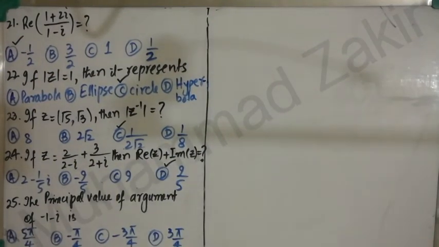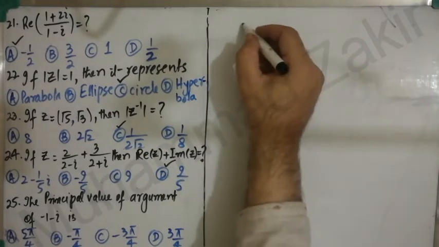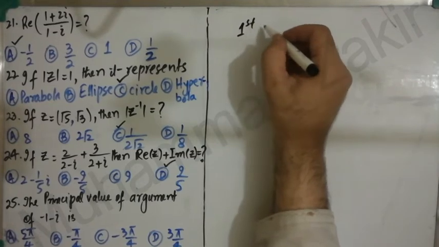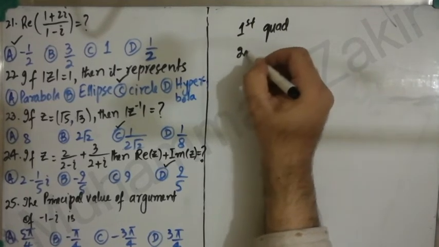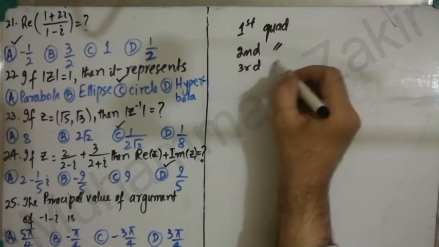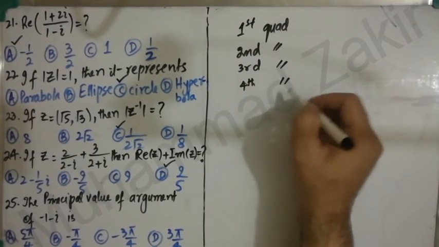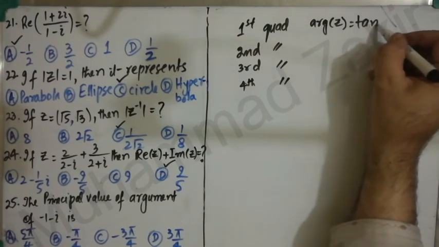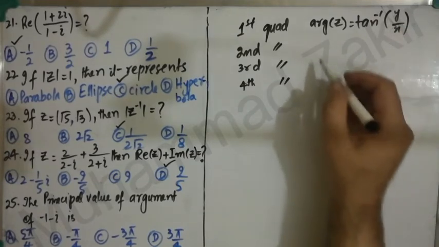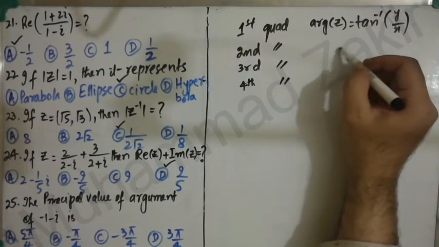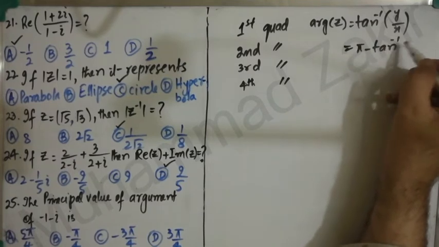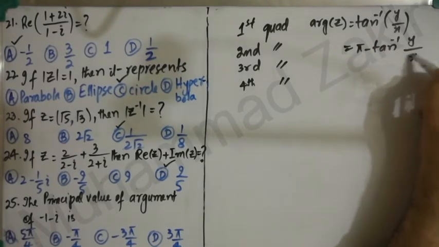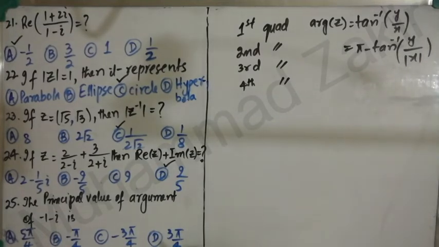Next MCQ. The principal value of the argument of minus 1 minus iota is? So we have formulas for argument, principal argument in first quadrant, second, third, fourth quadrant. We have formulas. So the formula for argument is: argument of z is equal to tan inverse of imaginary by real. The simple formula here. And for second quadrant it is pi minus tan inverse of imaginary by real, but the positive value of x will be used for it.